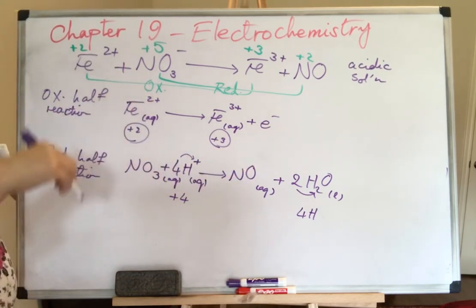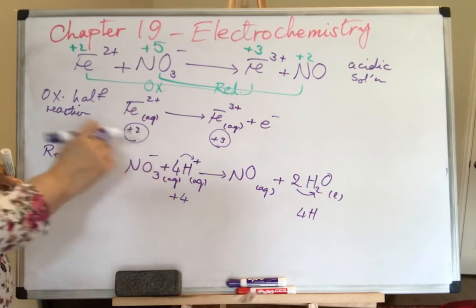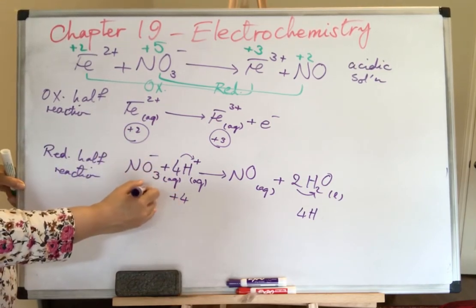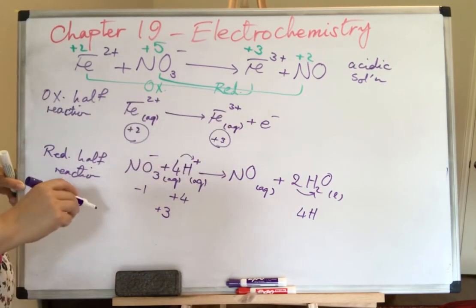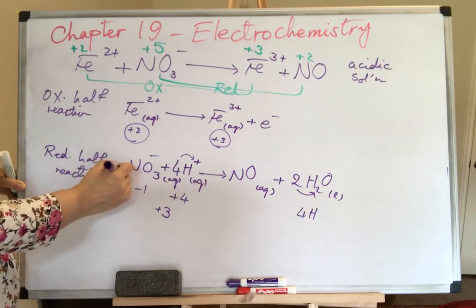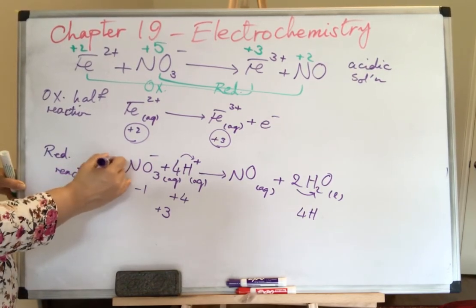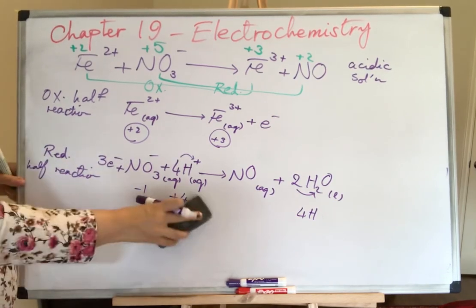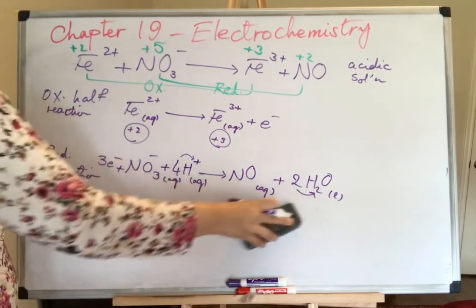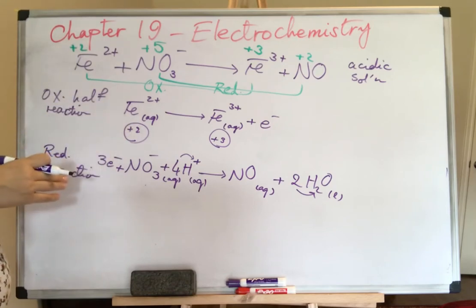We always add electrons to the more positive side. And I'm sorry, NO3 has a negative. So positive 4 minus 1 is positive 3. And on the other side you have 0. So how many electrons do you need to add? 3 electrons to the more positive side. 3 electrons. So this is reduction. Alright, so it seems like both of our half reactions are mass balanced and charge balanced.